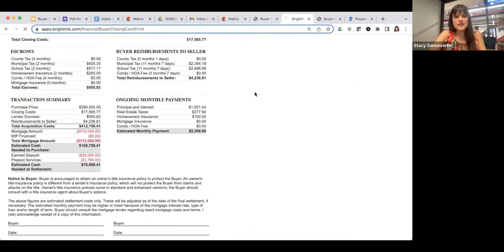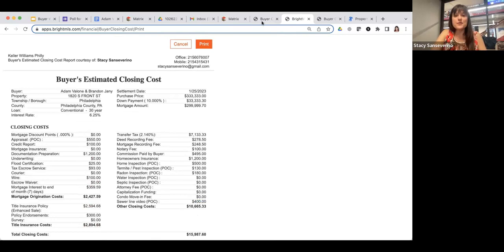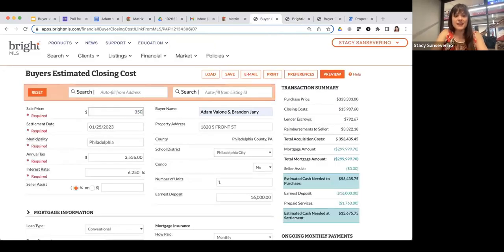So let's hit print. Okay, so he needs 53K out of pocket and his monthly payment is 2353. He has room to grow in this purchase price because of the taxes being where they're at. Or he could also put more money down and make this lower. So that's how you establish it: you just play around and ask, what if the price were 350? What does that look like?